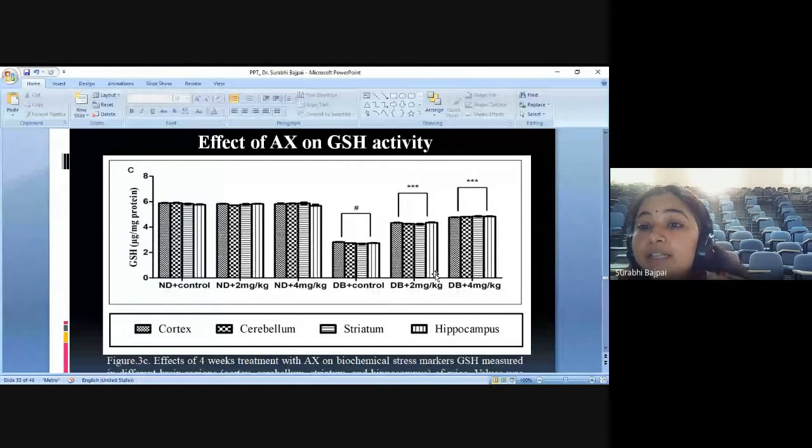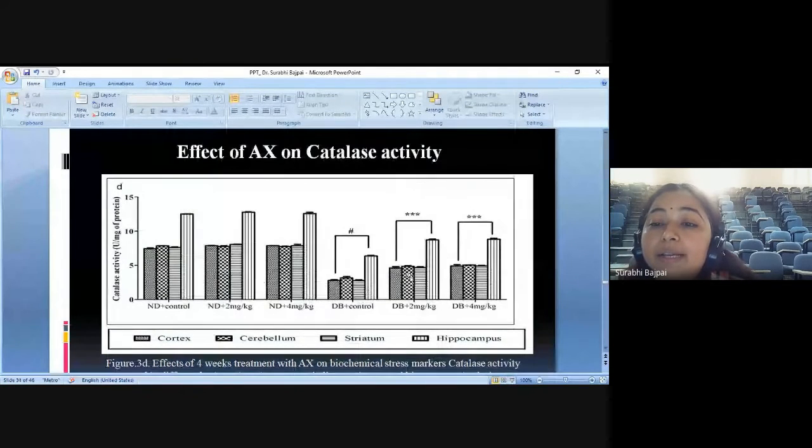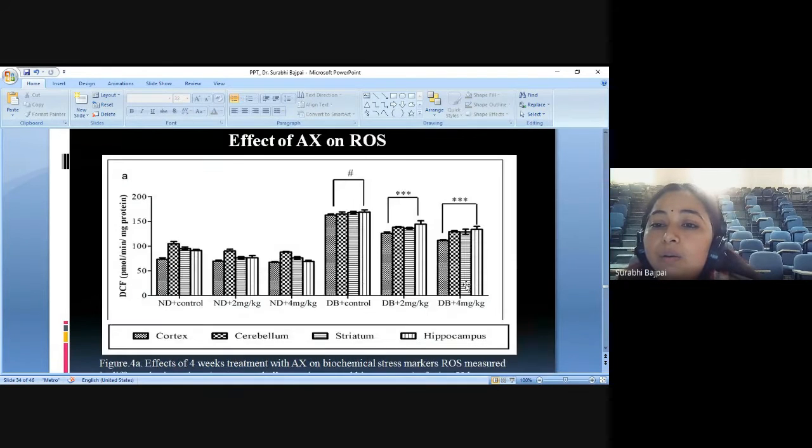The GSH activity and the glutathione reductase activities were also increased, and the catalase activity was significantly increased. However, we found much better results in the hippocampal lobes in the case of the catalase activity. While this was so, we still have to look into why the other sections of the brain did not respond in the same way.